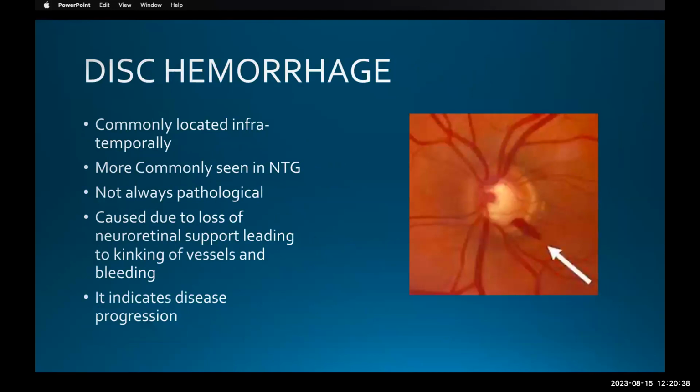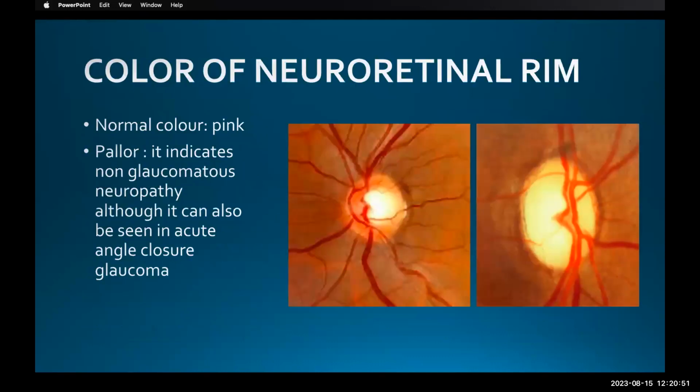Disc hemorrhages are very important. They are more commonly located in the infratemporal region, more commonly seen in normotensive glaucoma, and can also be seen in angle-closure glaucoma. It is caused due to neuroretinal support loss leading to kinking of the vessels, causing hemorrhages. It indicates disease progression. Normally, the color of the neuroretinal rim is pink. However, if the color is pale, which indicates pallor, it will indicate non-glaucomatous neuropathy, more likely a neurological cause.